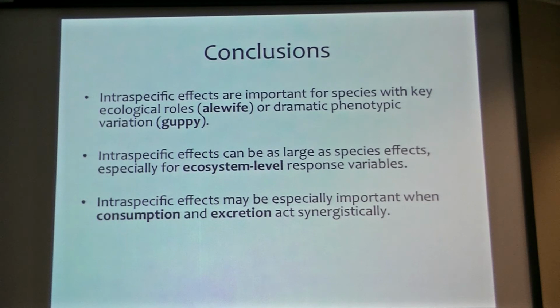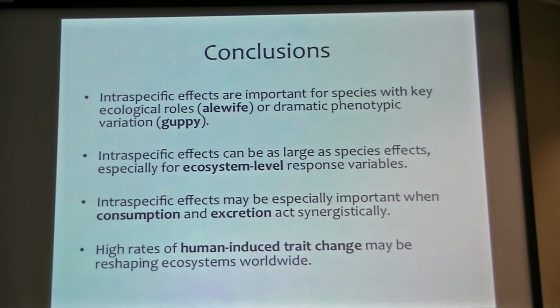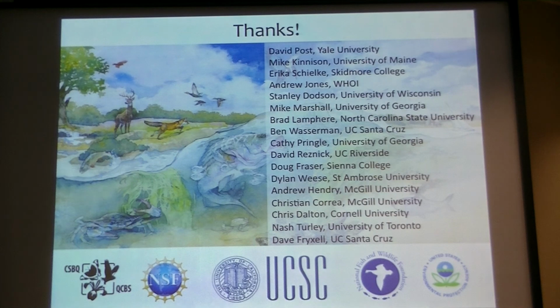Intraspecific effects may be especially important when consumption and excretion act synergistically. Okay, so this conclusion is one that is drawn from these aquatic study systems, but it also could be applicable to terrestrial systems where nutrient cycling and consumption are also important. If those things push systems in the same direction, we might see these synergistic effects manifest as large ecosystem and community effects. And then I would speculate that higher rates of human-induced trait change, therefore, might be reshaping ecosystems worldwide. And then if we're interested in global change, not just those trait changes themselves, but widespread ecological changes, we should be thinking about these trait changes and how they are translated into ecological changes.